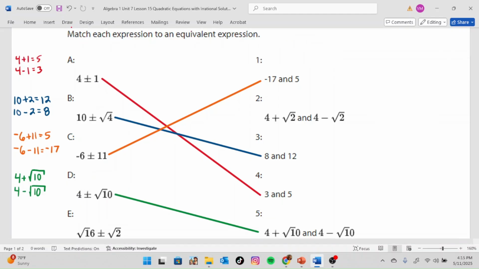And finally, on choice E, they're actually giving you a mixture of radicals here. 16 is a perfect square, but 2 is not. So you can actually go ahead and solve the first one. Square root of 16 equals 4. And then you'll leave the second one written as a radical because it's not a perfect square. So this represents 4 plus the square root of 2, and it represents 4 minus the square root of 2, and that matches choice number 2. So E matches number 2.